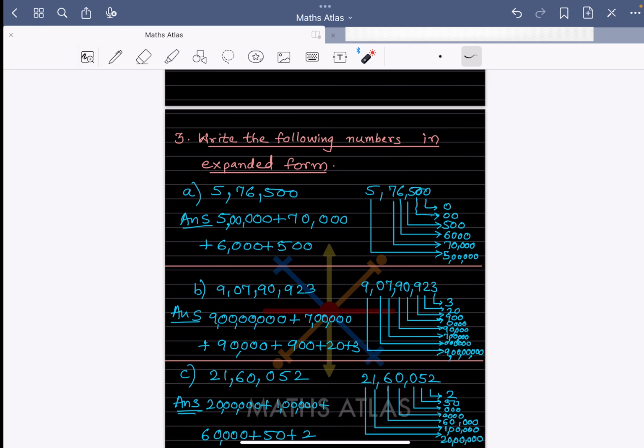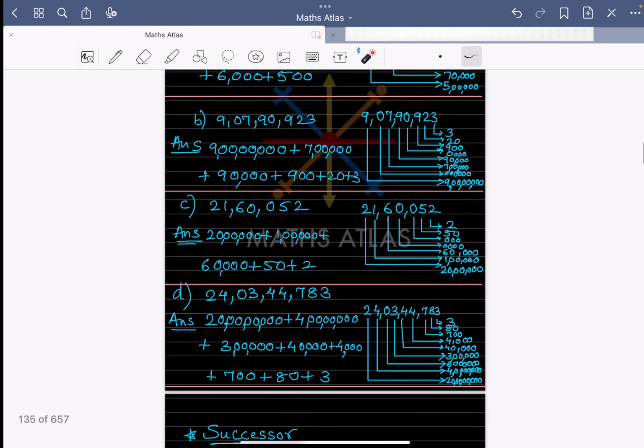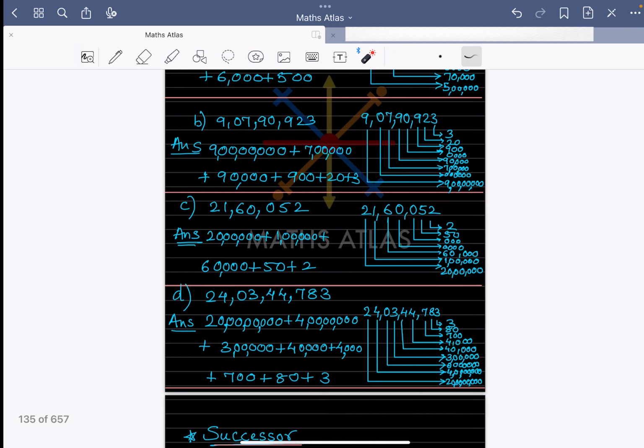Same thing for the second one. I think you must have got this one. Again, ones, tens, hundreds, thousands, 10,000, and so on. The work has been done over here, so you can go through B and C. I'll show you the D part. It's a big number.